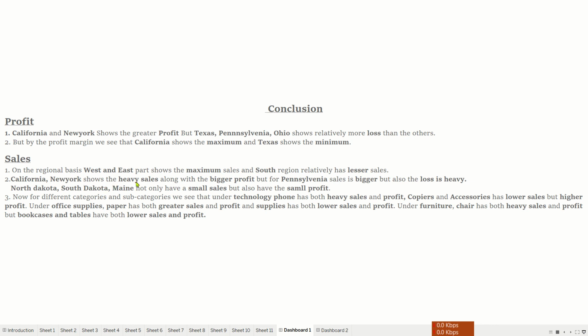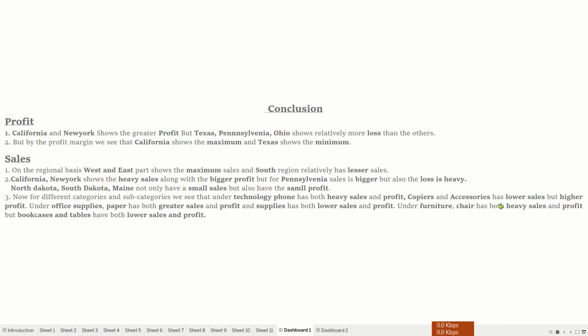California, New York show the heavy sales along with bigger profit, but for Pennsylvania, sales is bigger, but also the loss is heavy. North Dakota, South Dakota, Maine not only have small sales but also small profit, which is natural. Now, for different categories and subcategories, we see that under technology, phone has both heavy sales and profit.